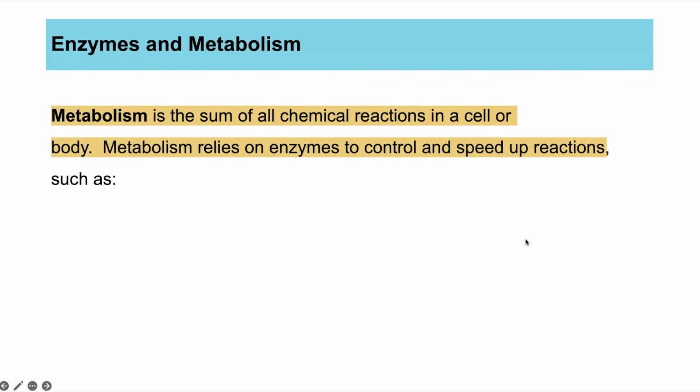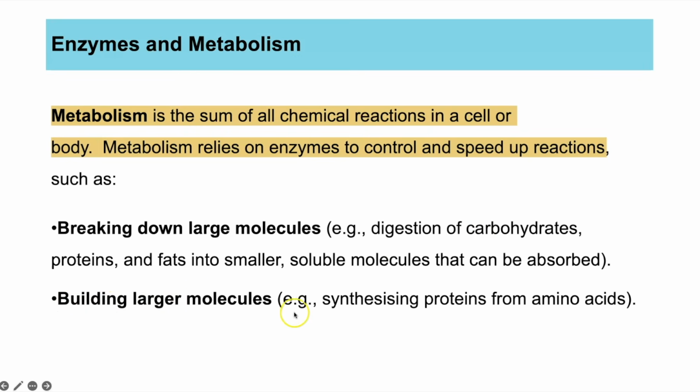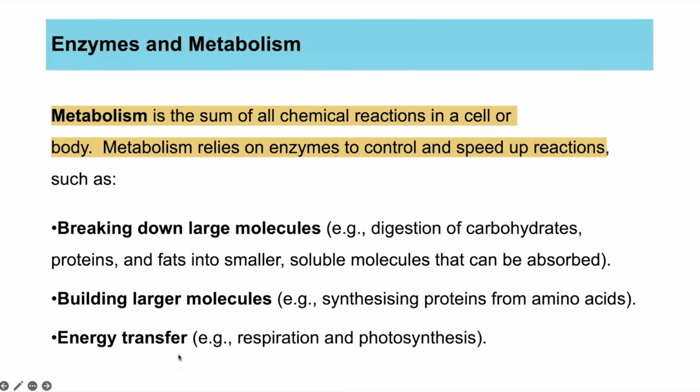So just to summarise some of those key points, we said our definition of metabolism is the sum of all chemical reactions in a cell or body. And metabolism is reliant on enzymes. Now, some examples are breaking down large molecules, which we're going to have a look at in digestion. Some of them, though, involve helping to build larger molecules. So one of the year 11 topics is protein synthesis. And then we've got energy transfers. So when you learn about respiration and photosynthesis, they also involve enzymes. So all of these are enzyme controlled reactions and all of these make up metabolism.